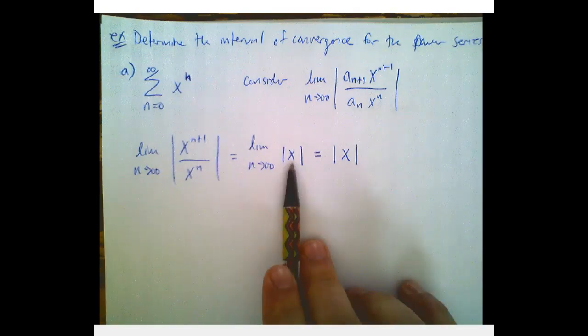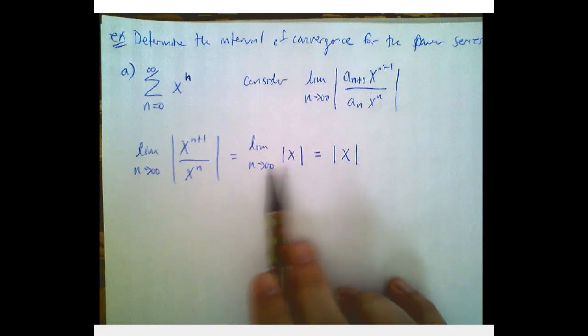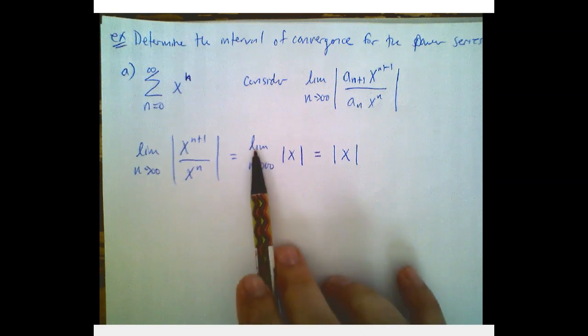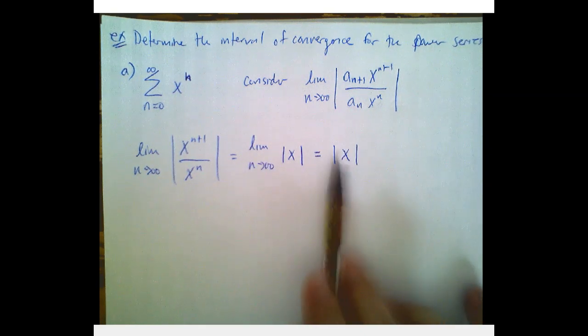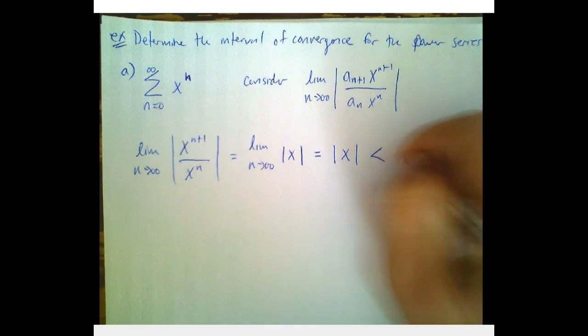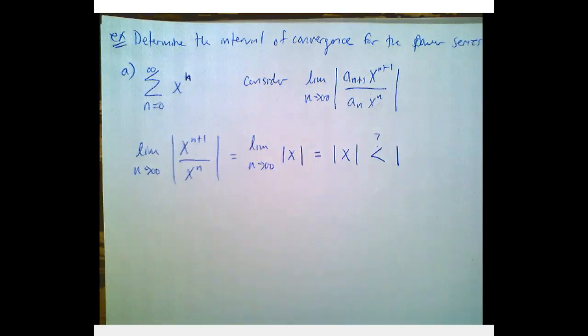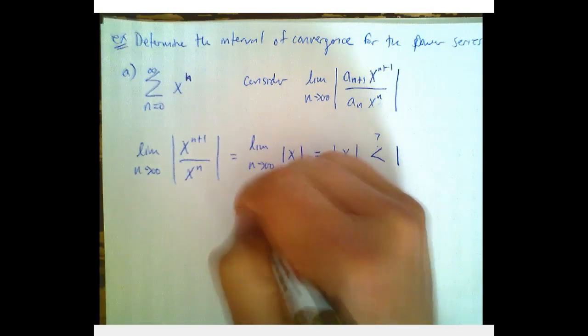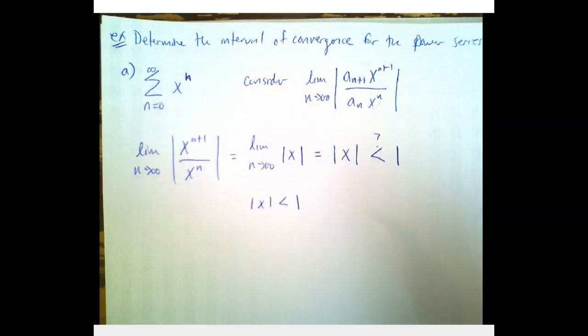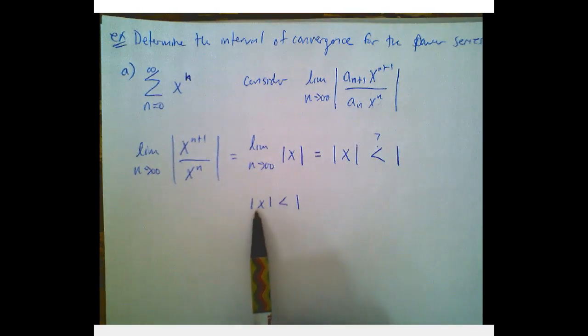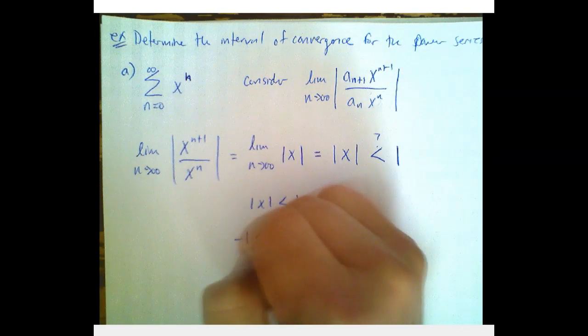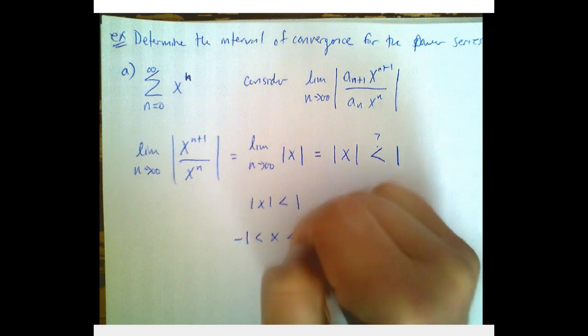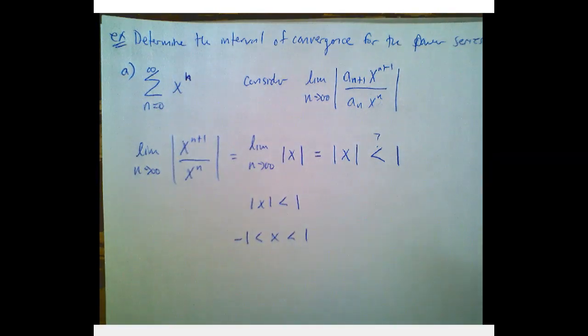Now this won't always happen, because we might have some terms involving n here, but this is a simple one. So then we ask ourselves, for what values of x is this less than 1? Well, the absolute value of x is less than 1. What does that mean? Well, that means that x can be any number in between -1 and 1.